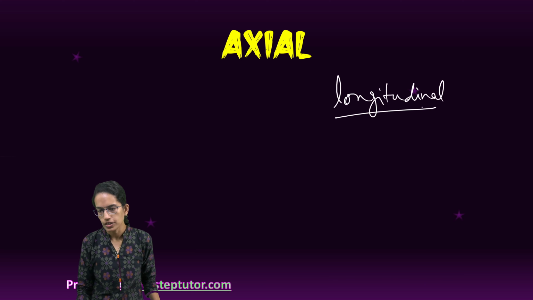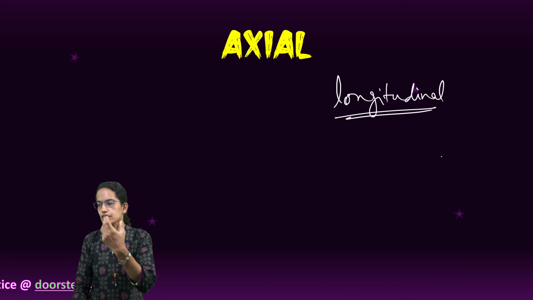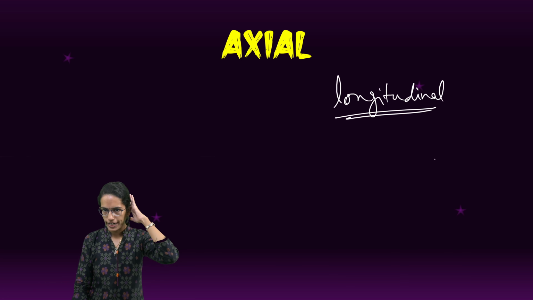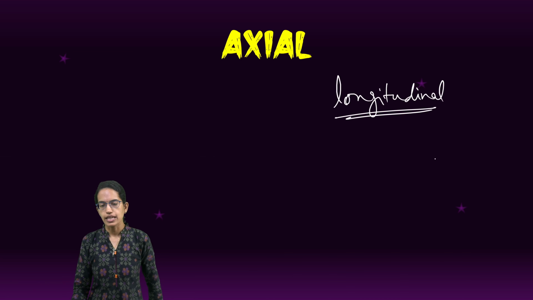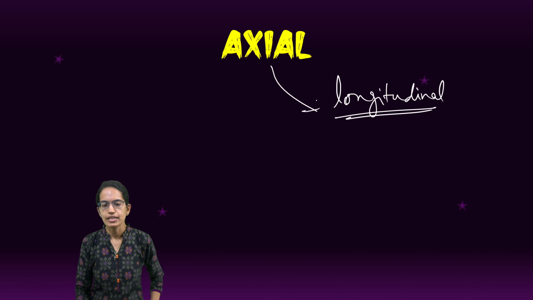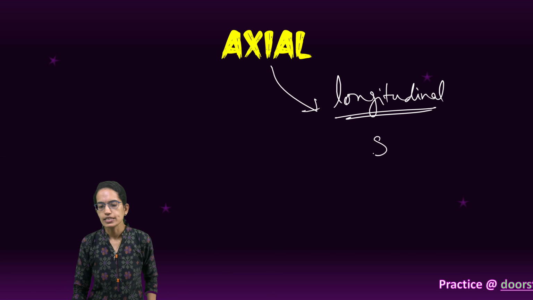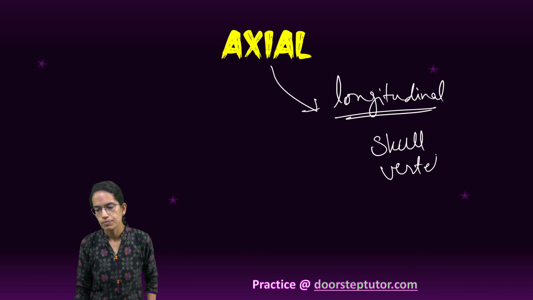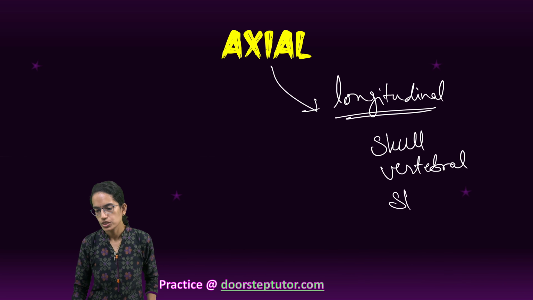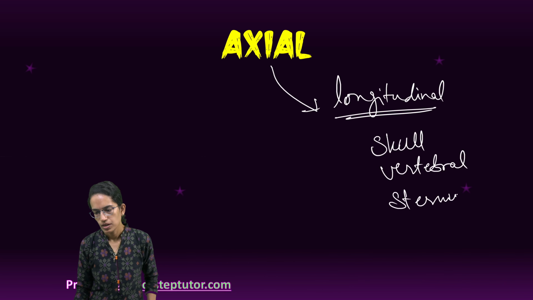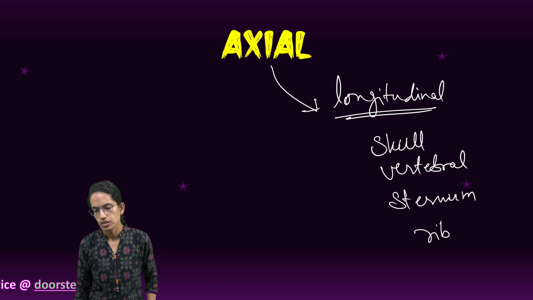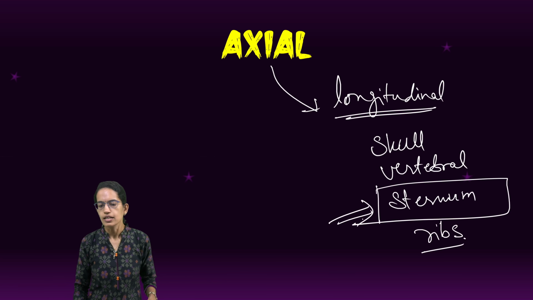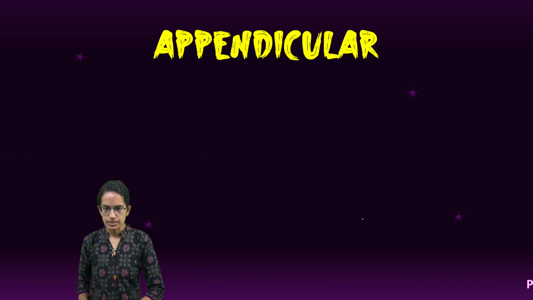So along the longitudinal axis, the support and the protection of the organs in the region of head, neck and trunk, that's the body, is given by the axial bones. What does it include? It includes skull, it includes vertebral column, it includes sternum, and it also includes the ribs. In this section, we would also focus on sternum in detail. The remaining ones we would cover in a separate lecture.